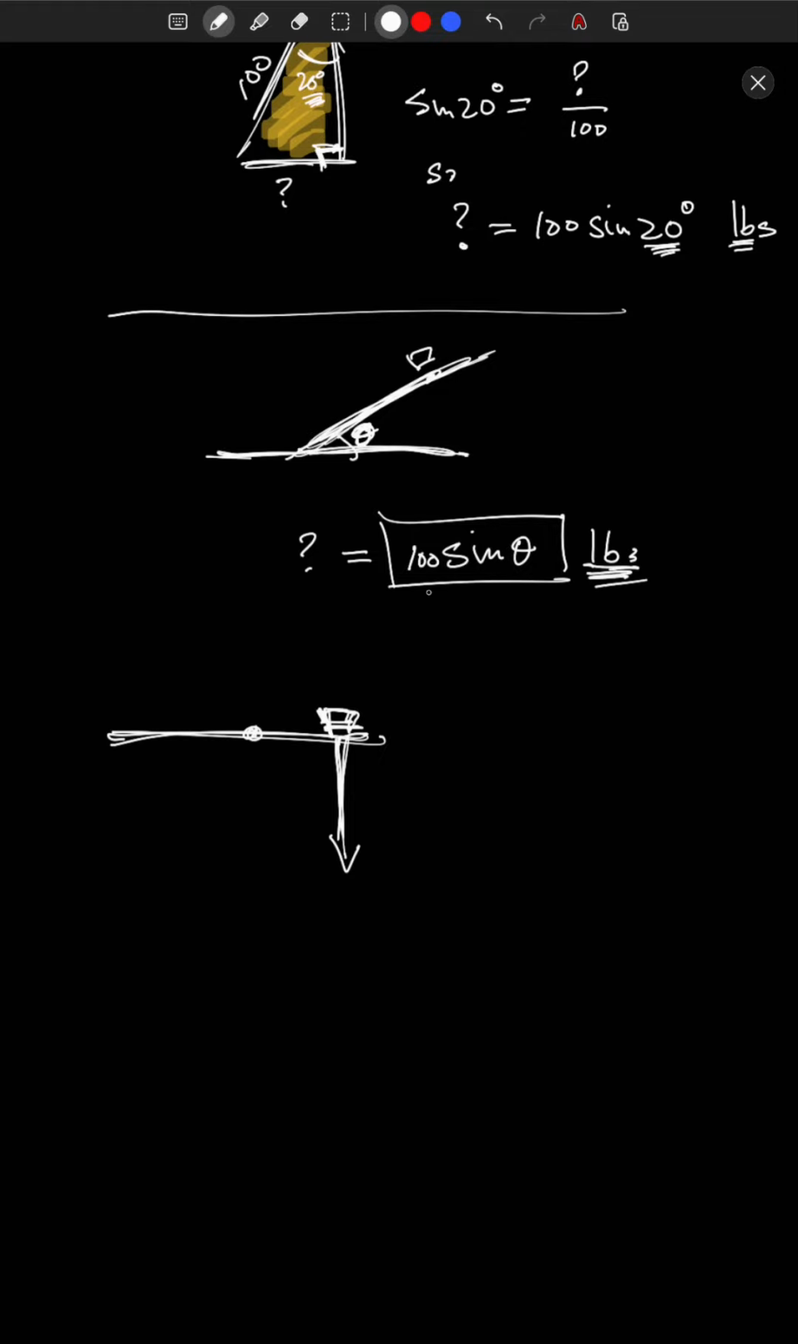So let's check that with our generic answer up here. Well, when theta is 0, sine of theta is sine of 0. Sine of 0 is 0. And so that fits with our physics intuition that the answer should be 0, right?